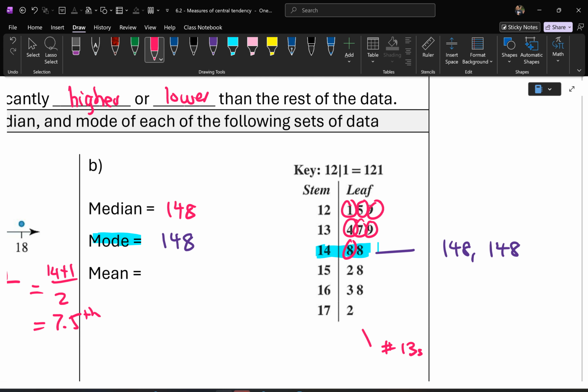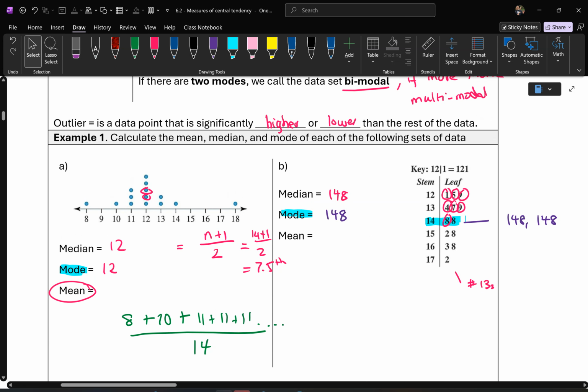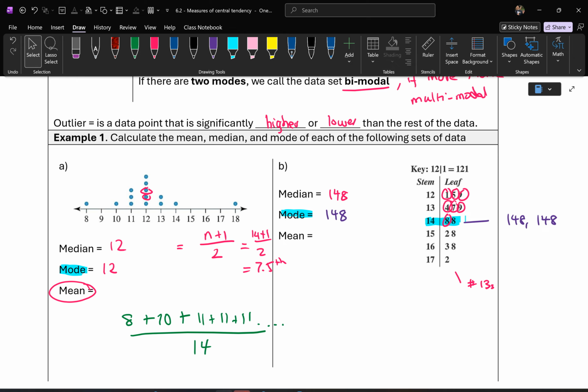Now to find the mean, hopefully this one is easier than the dot plot. How do you find the mean? You add all the numbers together and you divide by the number of numbers. Now you already know there are 13 numbers. What are those 13 numbers? Literally what you see here. Boys, write this down. We've got 121 plus 125 plus, what's these ones? 129 plus, this is now 134.